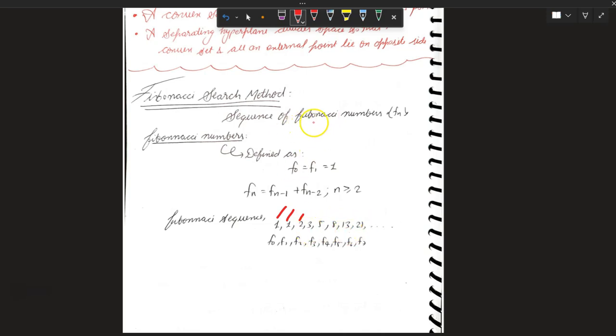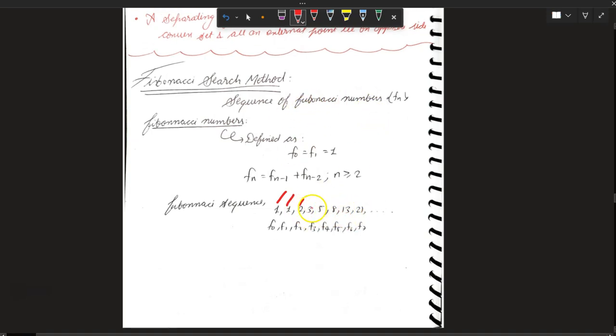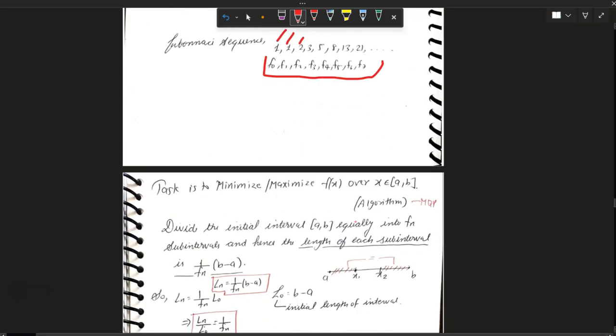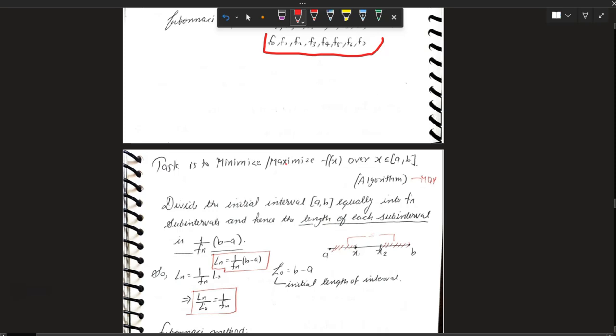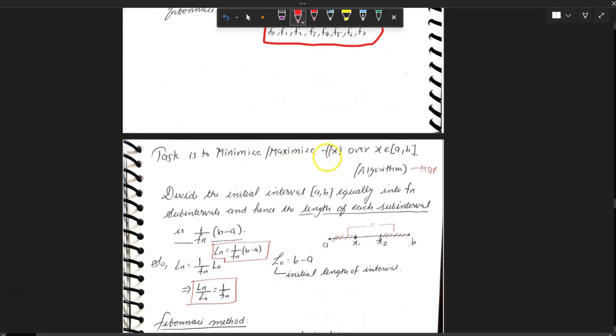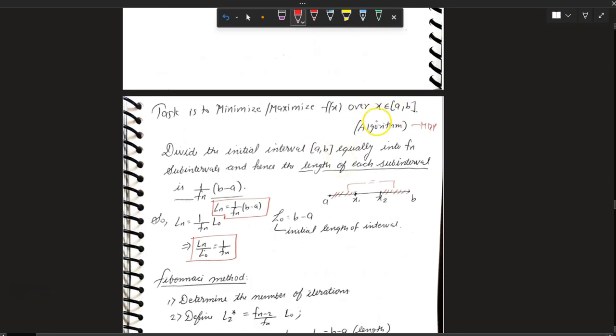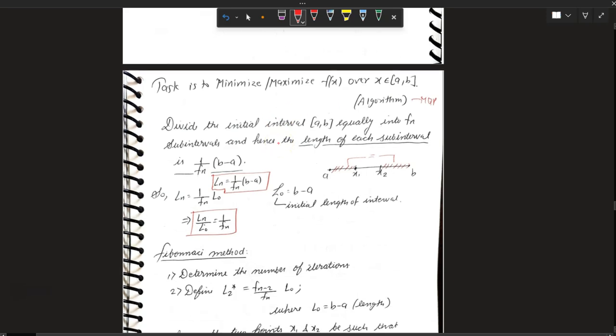So it's a sequence of Fibonacci numbers, and Fibonacci numbers can be given as this. And take note that for 1 you can write F0, for 1 you can write F1, for 2 you can write F2. So you have to give an index for those numbers. Okay, so your task is to minimize or maximize f of x over x that belongs to [A, B]. So the algorithm will be asked in the question paper. So just see and have a look over there.